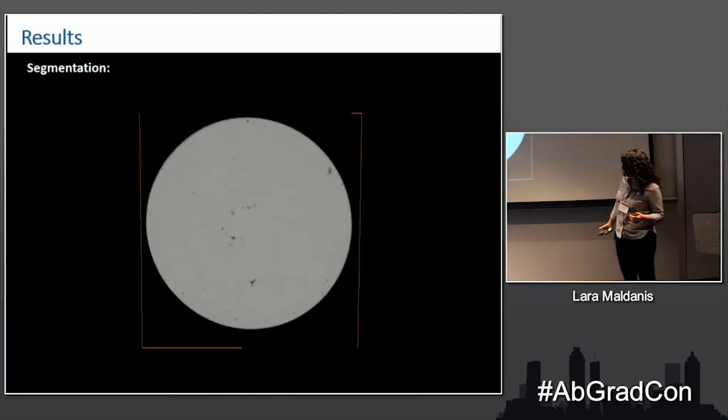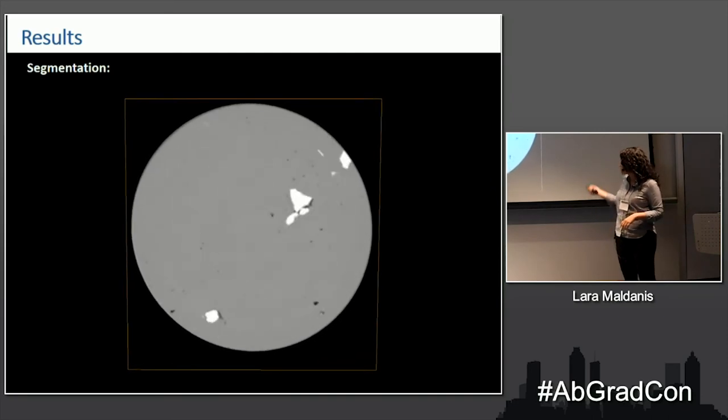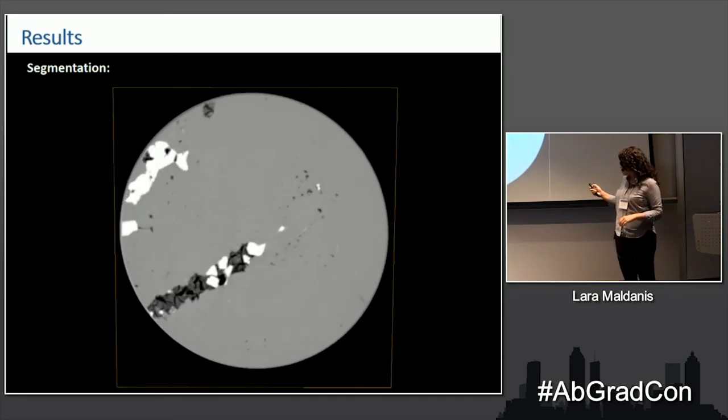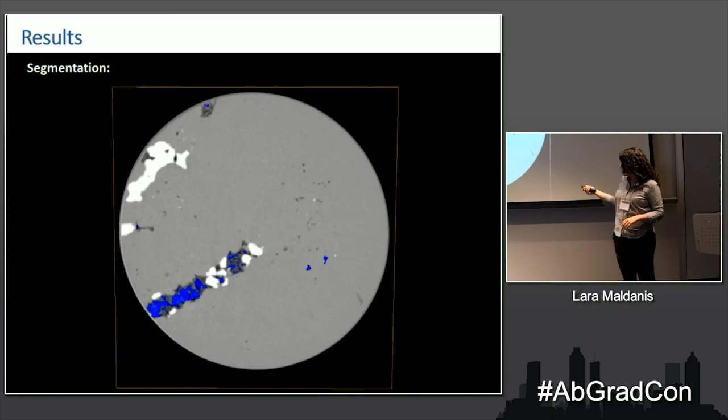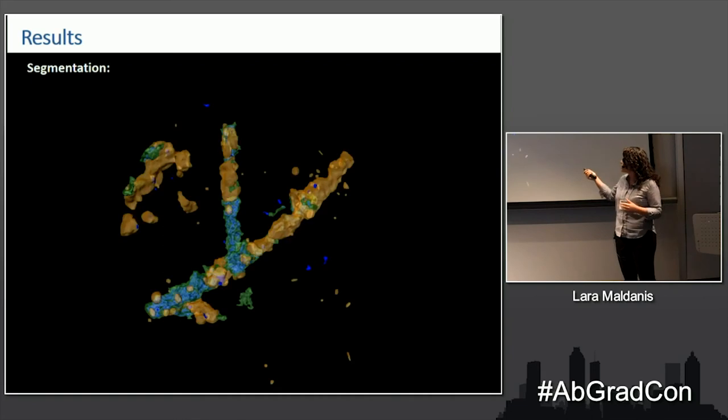So just a little video to show you how it looks. So we have here the pillar of rock. We have the filaments inside passing through it. So we can see the low density structures that I will mark here in blue. We can see the body of the fossil that I'll mark here in green, and the iron oxide in orange.